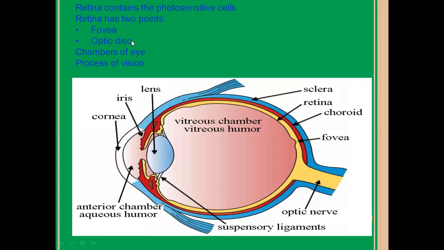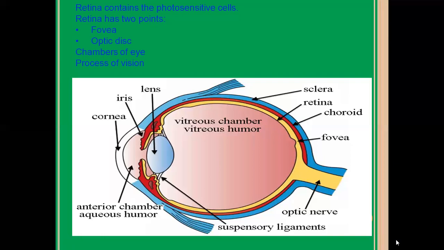This is the second point of the retina. What about the optic disc? Here is the optic disc. The optic disc is a point on the retina where the optic nerve enters the retina. This is the optic nerve, and this nerve enters from here, and that point is called the optic disc. There are no rods and no cones at this point. That is why it is called the blind spot.